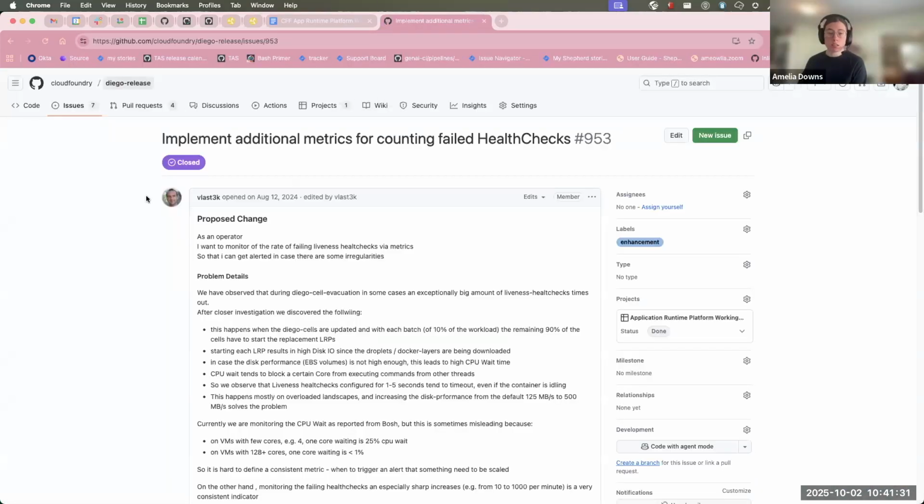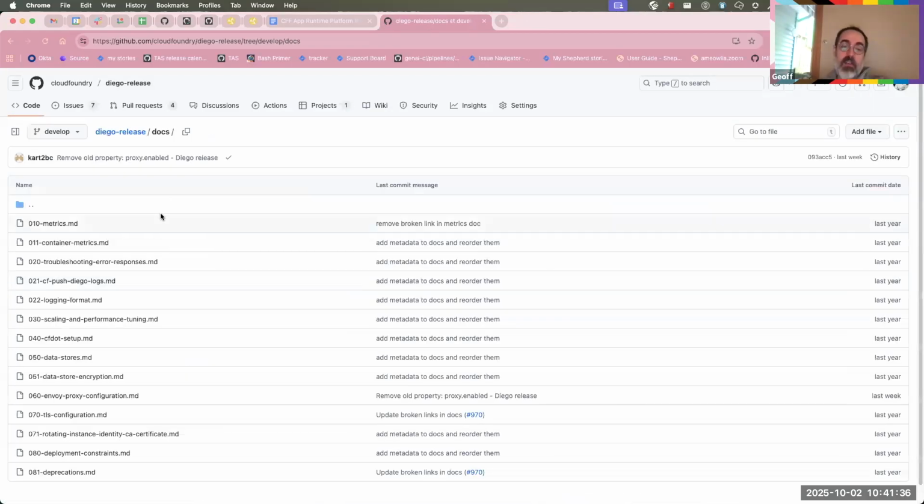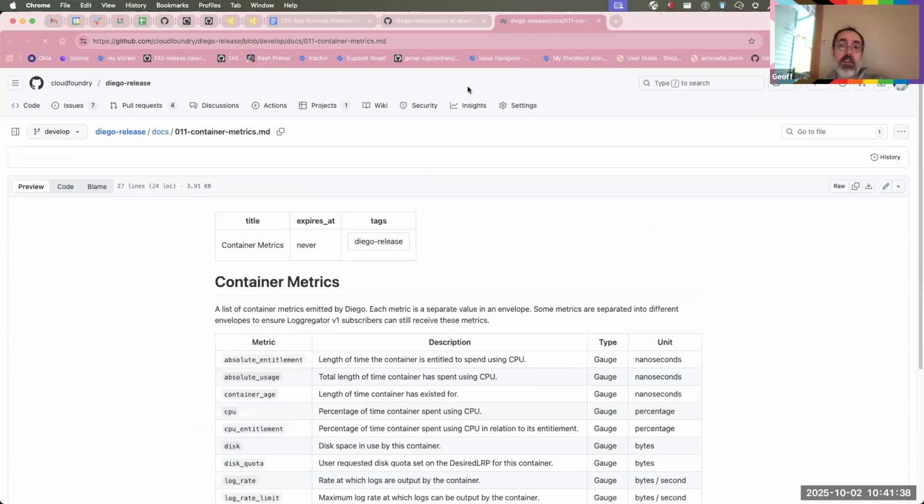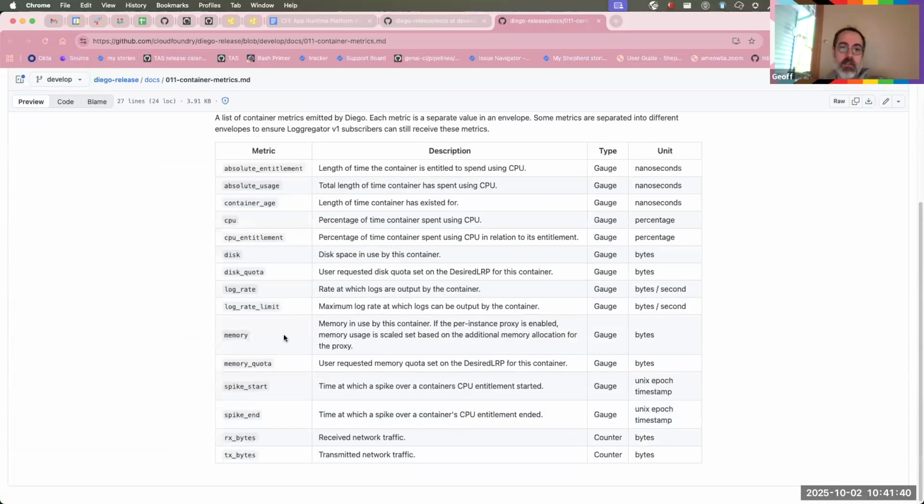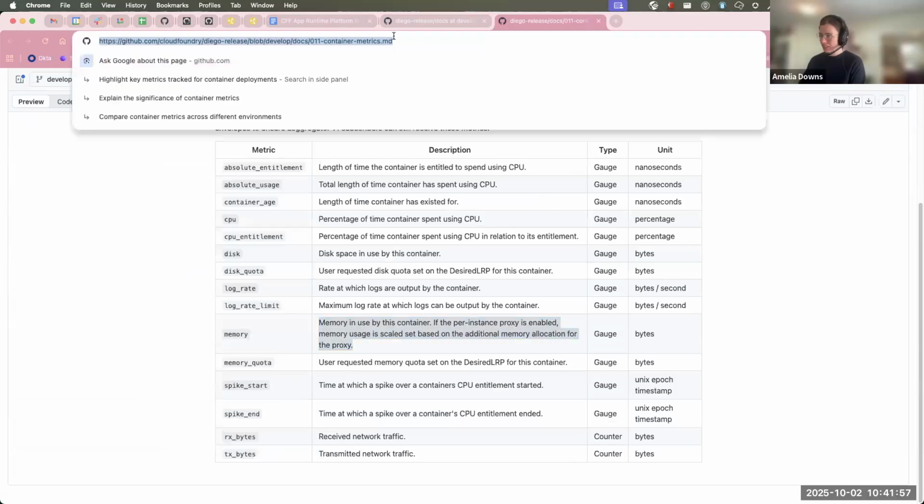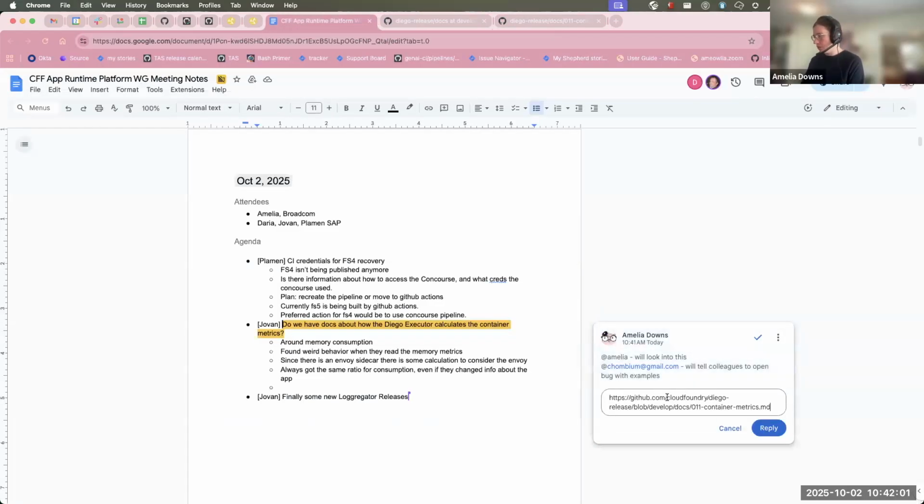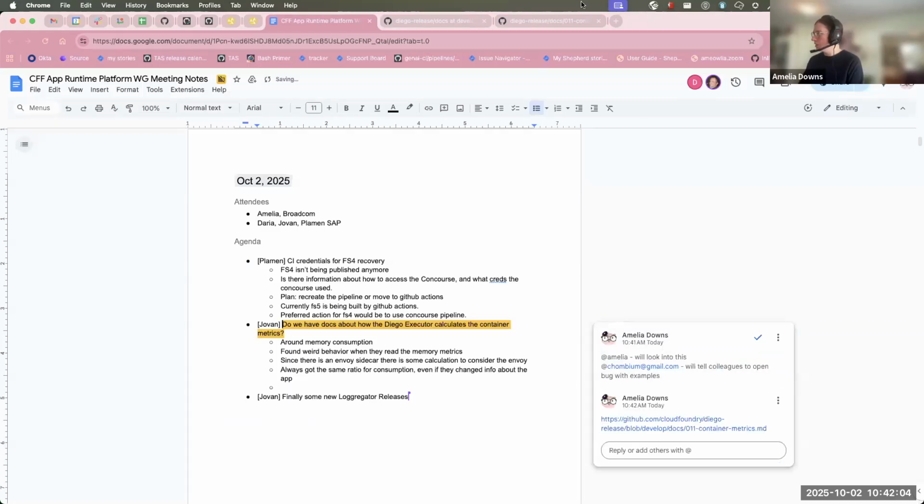There was a doc about container metrics that mentions that the best it has is that it scales the memory rate based off of what Envoy is configured at. Memory usage is scaled based on the additional memory allocation for the proxy. Unhelpful. But if we are going to improve it, that's the doc that we should improve.